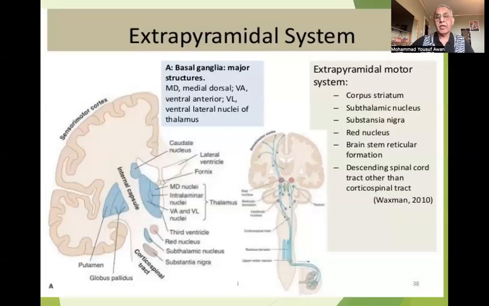So another system is called the extrapyramidal system. I mentioned the motor cortex from the cortex to the spine, the anterior and lateral corticospinal tract. This is called the pyramidal system or pyramidal tract. The motor fibers which are not included in this pyramidal system are called the extrapyramidal system.